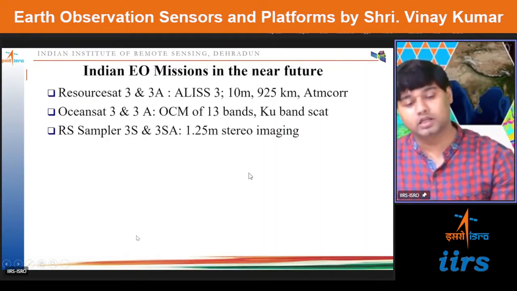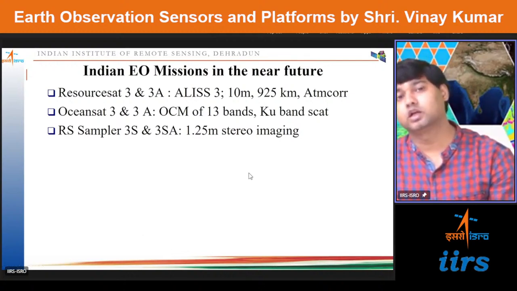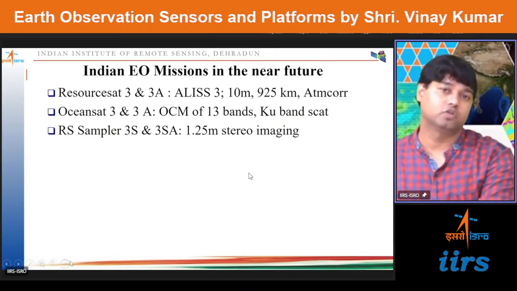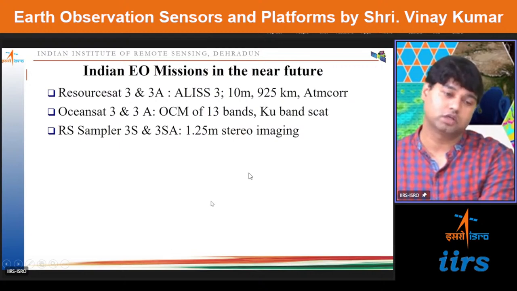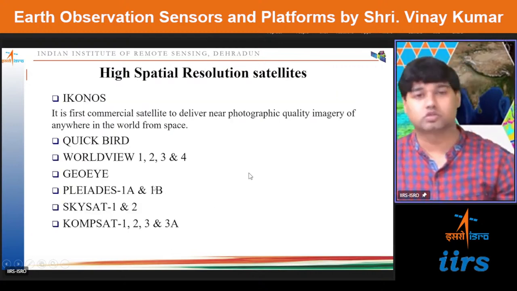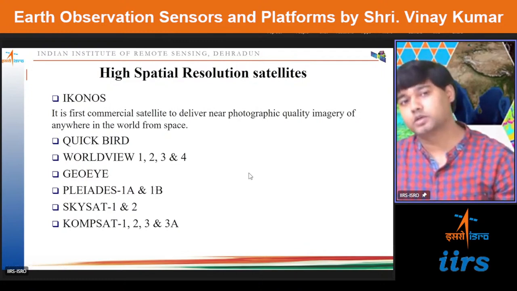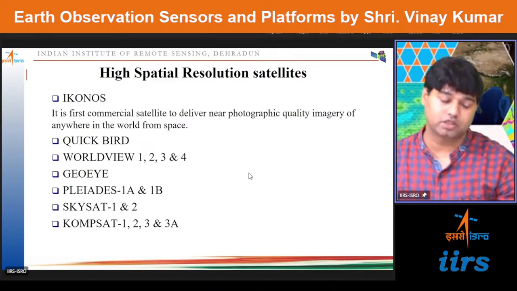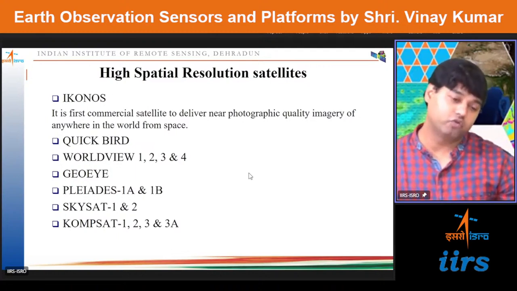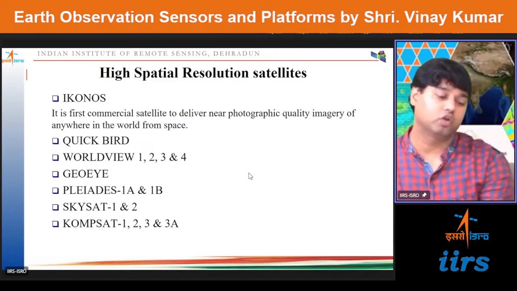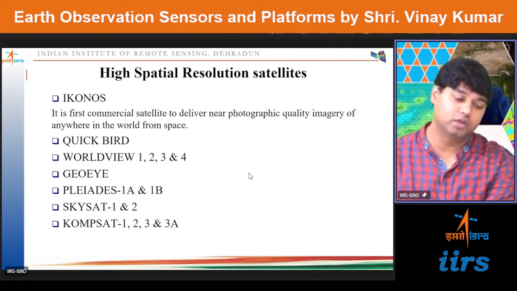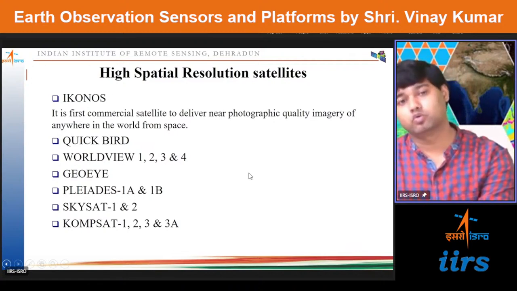Now, Indian ISRO Earth observation missions in the future are ResourceSat-3 and 3A, OceanSat-3 and 3A, RISAT-3S and 3SA with 1.25 meters stereo imaging capability. This is the other country's high spatial resolution satellite. IKONOS was the first commercial satellite to provide you the near photographic quality image. Then QuickBird, WorldView 1, 2, 3, and 4, GeoEye-1A, 1B. KompSat series is from South Korea.